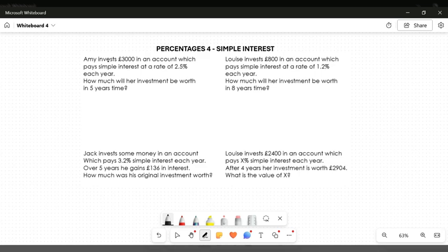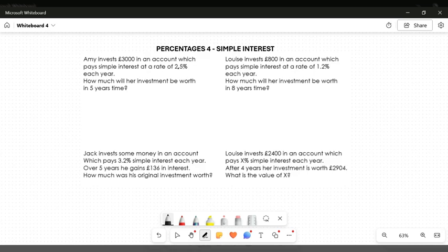So I'm going to do that again. I'm going to do the two on the left, and then I'm going to leave you to have a go at the two on the right. Right, so Amy invests £3,000 in an account which pays simple interest at a rate of 2.5% each year. How much will her investment be worth in 5 years' time?